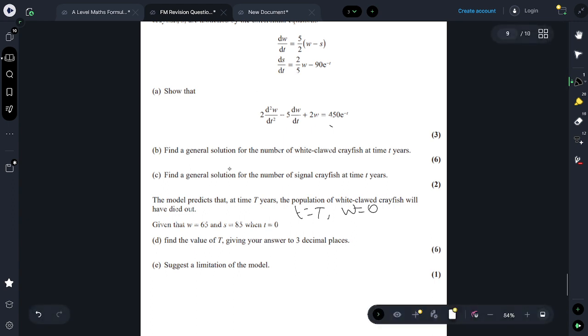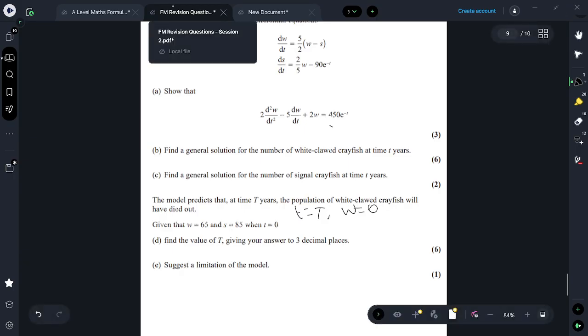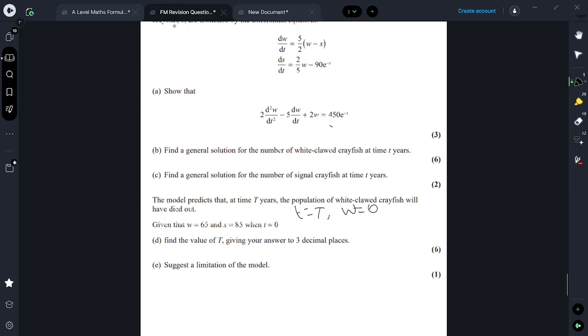So let's write that down. That will allow us to find a particular solution, so then we can use our equations to find other values, so we can find this T here. This is our boundary values we need first. So we need W is 65, S is 85, T is 0.